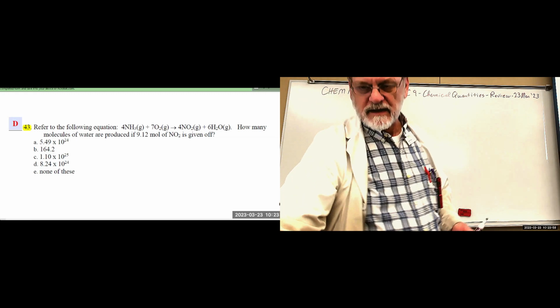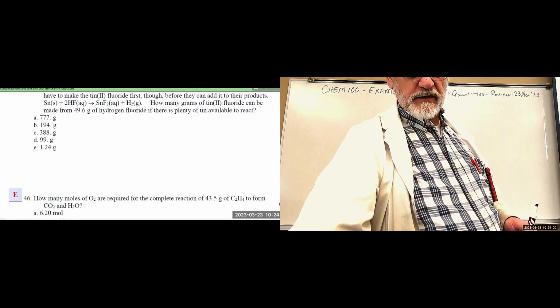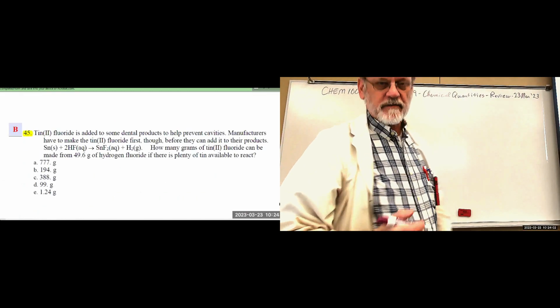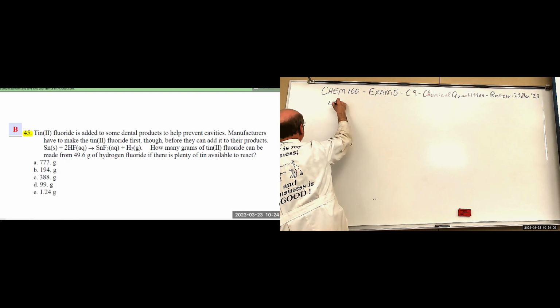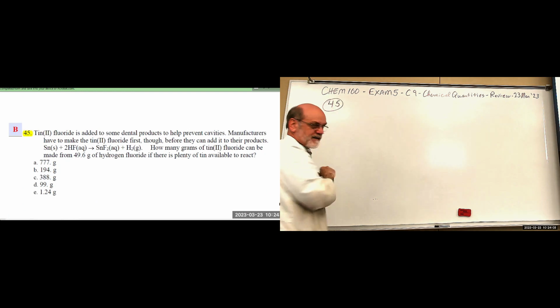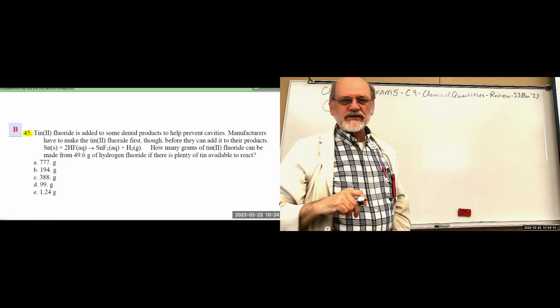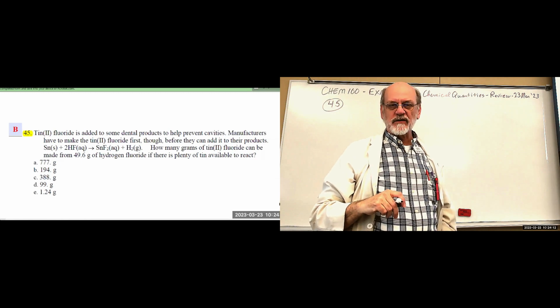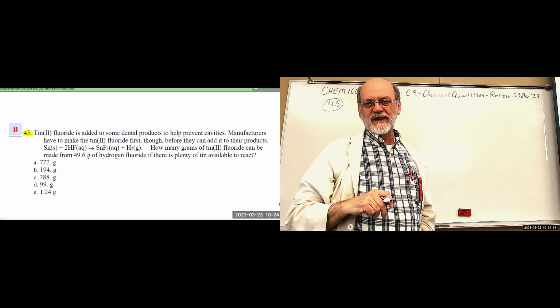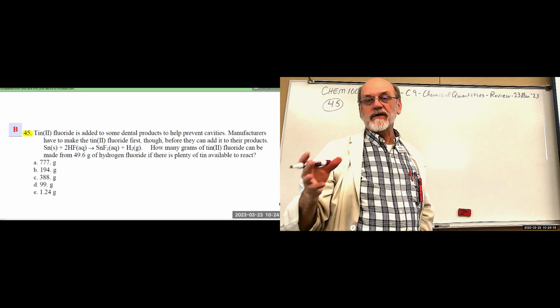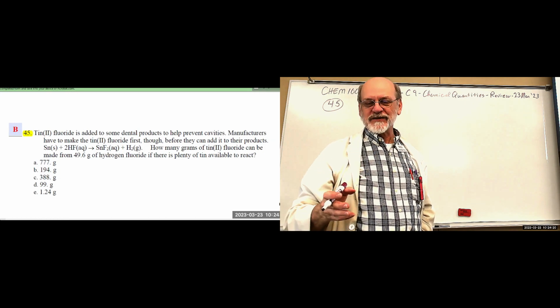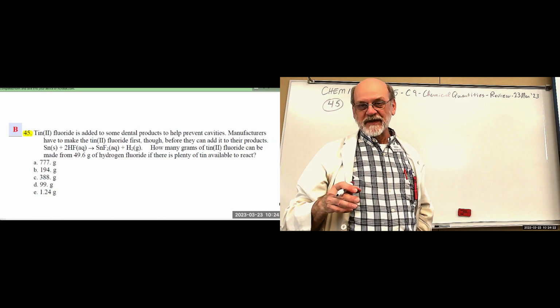Okay. Let's search for another one. Here we go. 45. Tin(II) fluoride is added to some dental products to help prevent cavities. Pure fluff. Who cares, right? That doesn't even ask the question.